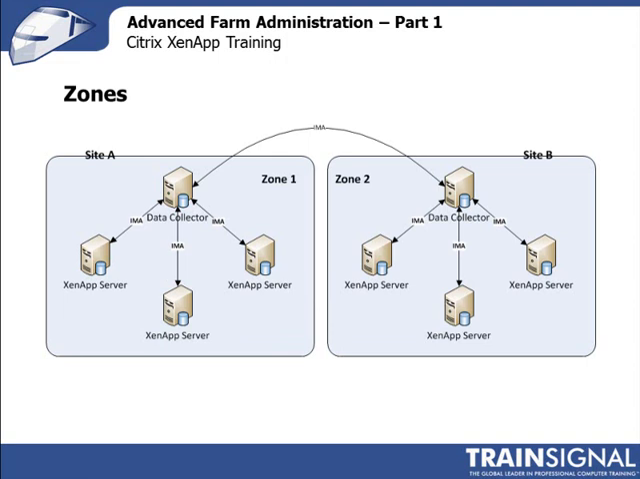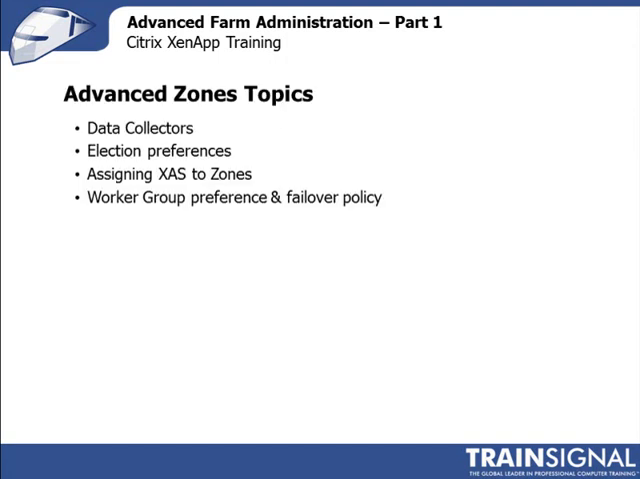How do you specify one XenApp server to be more preferred than others in taking care of the role of a data collector? So let me go back to that earlier slide for a second. So we're going to talk about how you can set the election preferences for data collectors. And then we're going to talk about, well, how do you assign XenApp servers to zones?